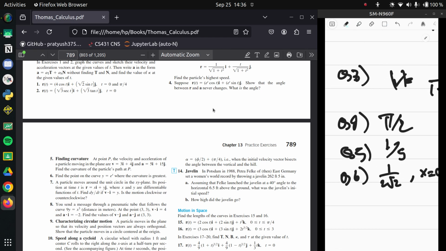Okay. Question number 7. A particle moves along the unit circle in the xy plane. Its position at time t is this, where x and y are differentiable functions. Find dy by dt if p dot i equal to the first component of velocity. So this is x dot is equal to y. So if x dot equal to y, time t is okay. Unit circle in the xy plane. So these are just what it is. Sure.